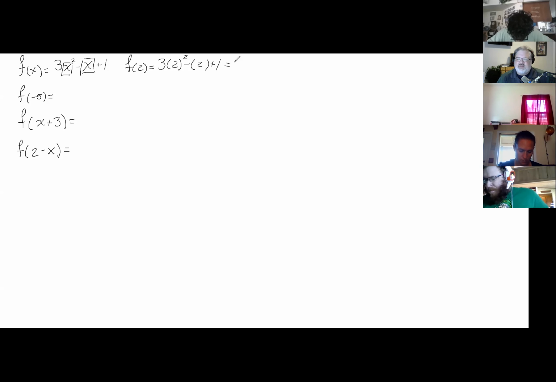So then this is going to become 3 times 4 minus 2 plus 1, or 12 minus 1, so a nice 11. So f of 2 is 11. So we can presumably do that with all of these.